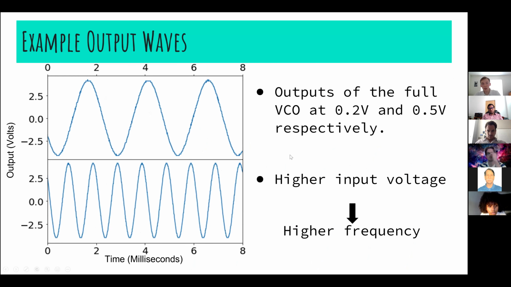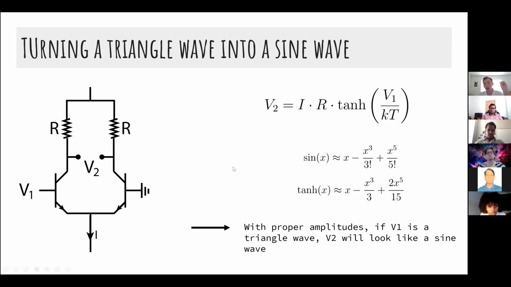So here are a couple of test outputs. The two things to notice: one, a sanity check, it does look sinusoidal, so that's good. The other thing is that since we're applying 0.2 volts and then 0.5 volts, we notice that the frequency does change roughly how we'd expect. We apply a higher voltage, we get a higher frequency, which is of course what we're going for, so that's good.